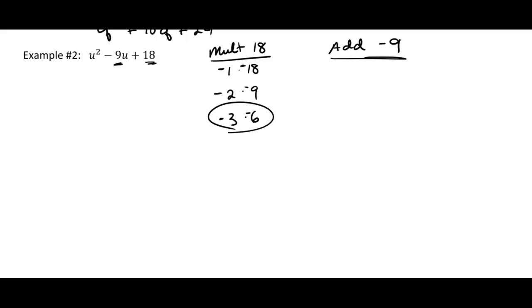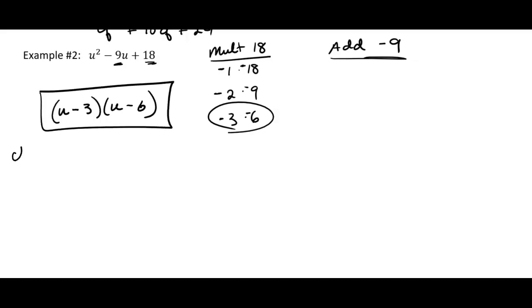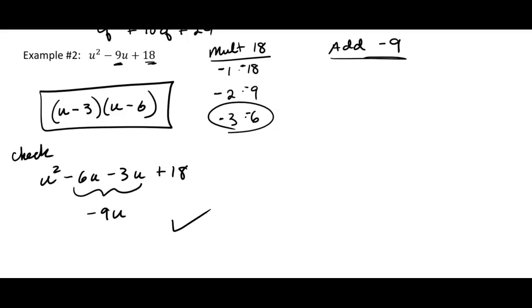All right, so now that we know the two numbers, we can just simply write the binomials. U minus 3 and U minus 6. And again, you can check it with FOIL. U squared minus 6u minus 3u plus 18. Those add up to the -9u, so it all checks out.